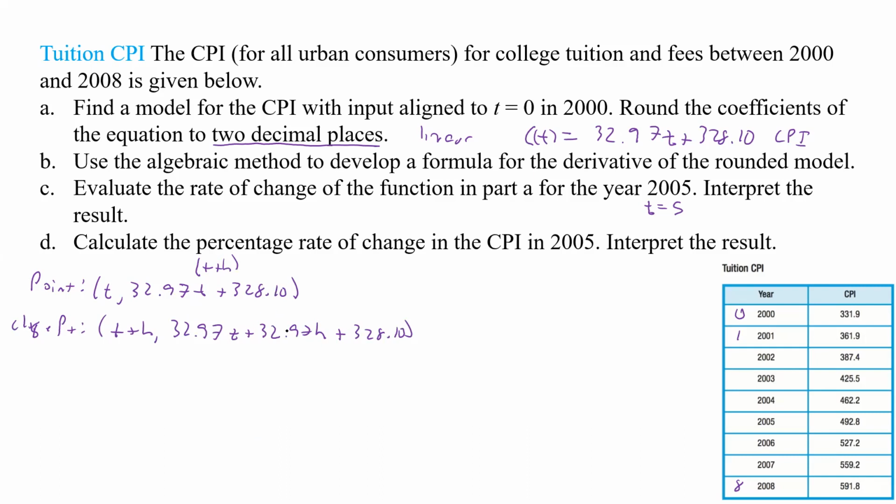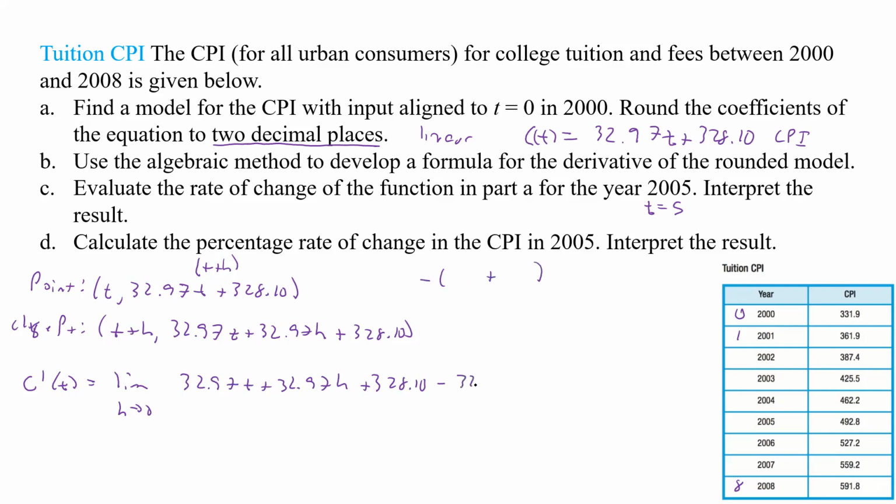So I just went ahead and took that t plus h times 32.97, and I got this. All right, so now I'm going to look for C prime of t, which is going to be the limit as h goes to 0 of 32.97t plus 32.97h plus 328.10 minus, now if we think about this, it's minus this because it's going to be a minus that. And when you take a minus times that, it's going to be negative.